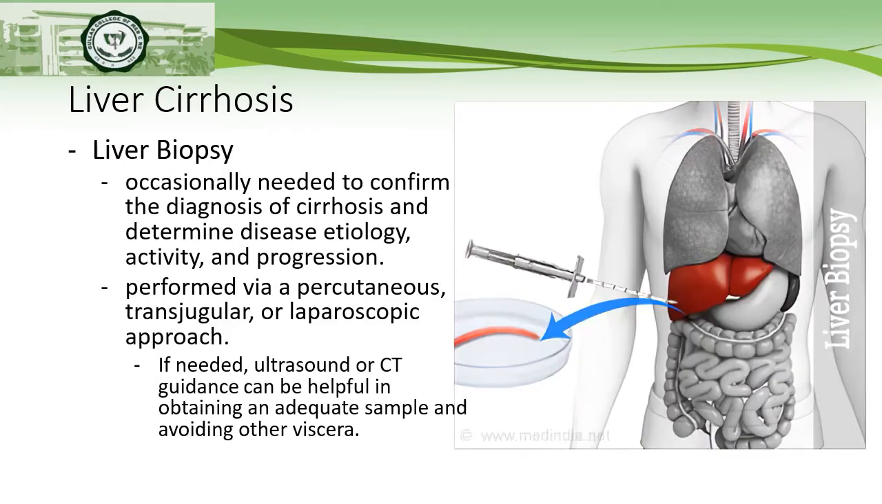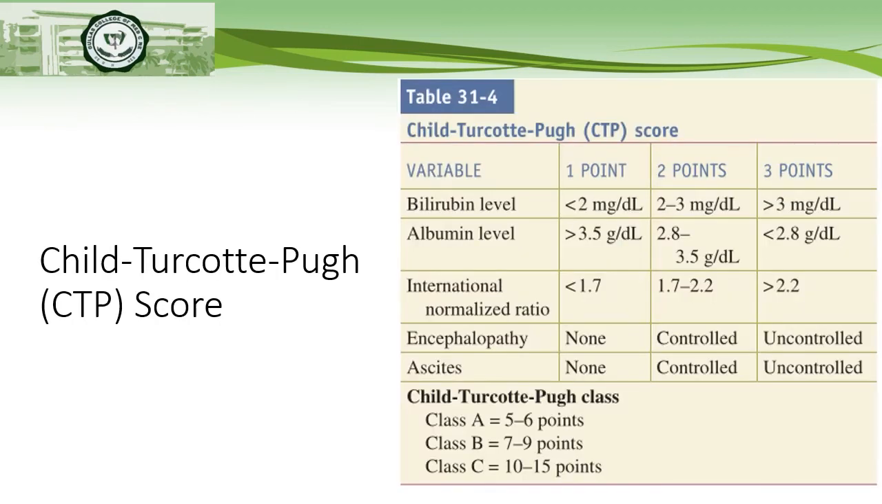Histopathologic examination of the liver tissue is occasionally needed to confirm the diagnosis of cirrhosis and in determining disease etiology, activity, and progression. Liver biopsy can be performed via a percutaneous, transjugular, or laparoscopic approach. If needed, ultrasound or CT guidance can be helpful in obtaining an adequate sample and avoiding other viscera.